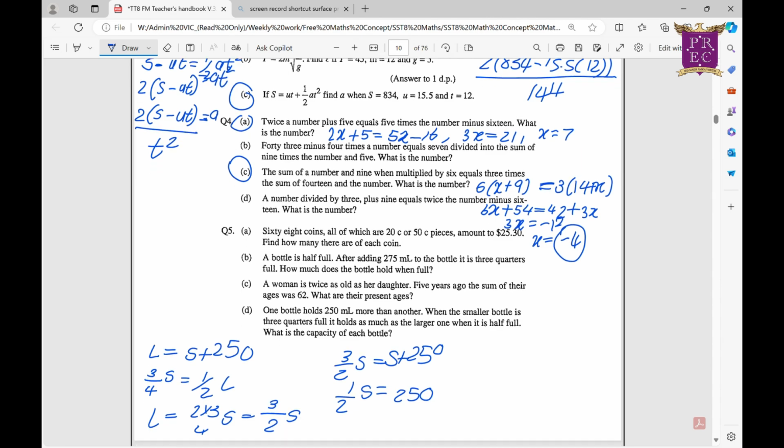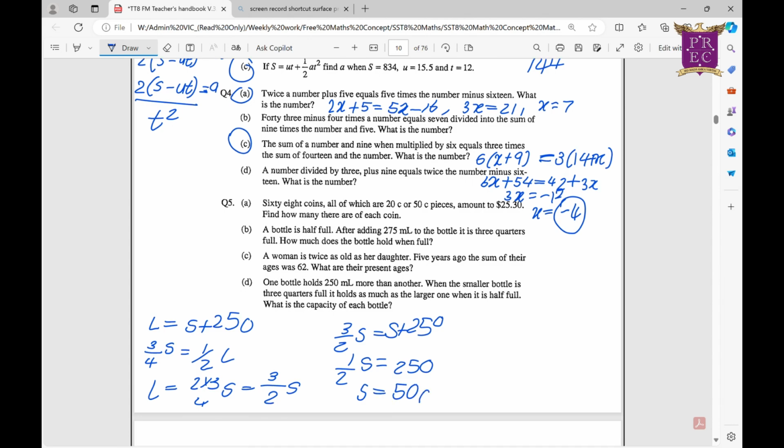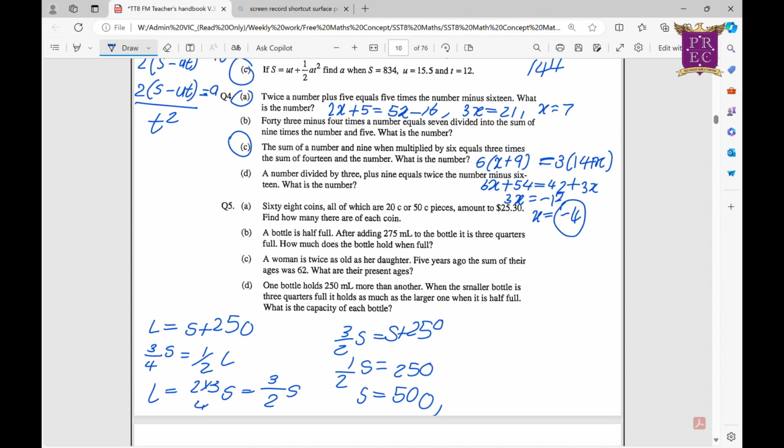If half of the smaller bottle is 250, what's the full volume of it? It will be 500. And since we know that the larger bottle is 250 milliliters more than the smaller bottle, the larger bottle will be 750. Don't forget the units, put ml, and that's done.